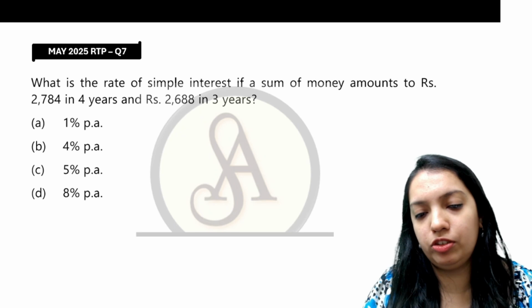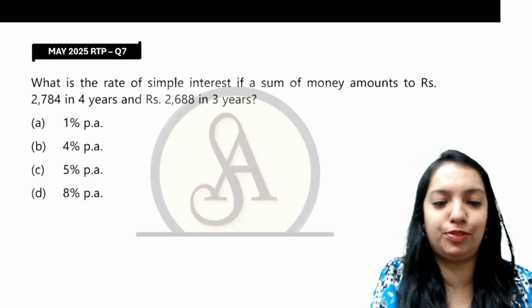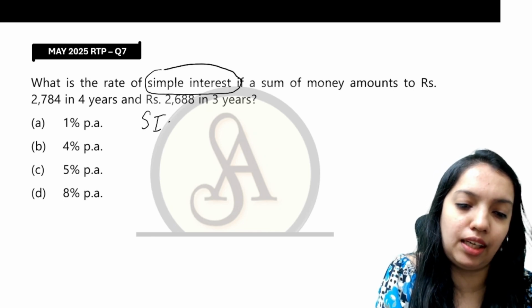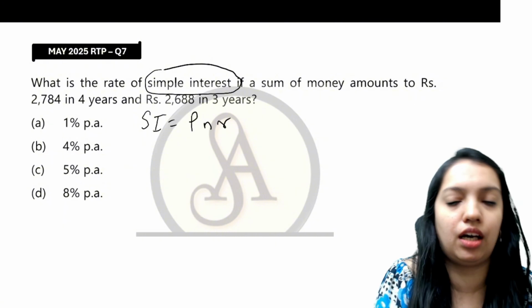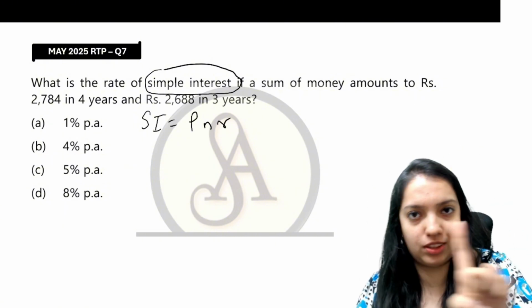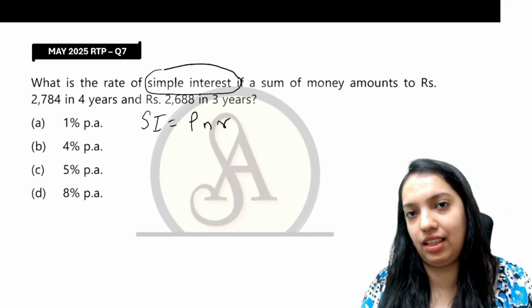What is the rate of simple interest if the sum of money amounts to? Now, simple interest formula. You know that it has only one formula, SI is equal to PNR. Now, in this question, I don't know two things. One, I don't know what is P, principal. I don't know what is rate R. I need to calculate rate.